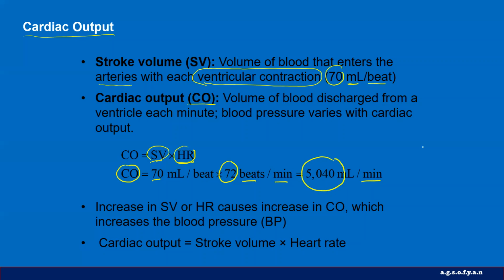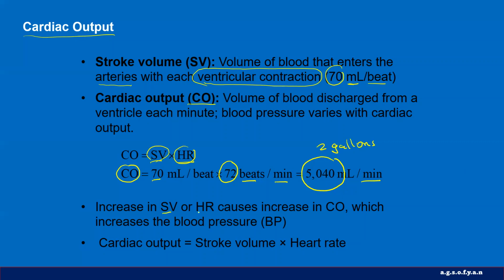5,000 milliliters of blood per minute. So about close to 2 gallons of blood will be pumped per minute. This is how much blood is pumped from our heart every minute, about 5 liters or 2 gallons per minute.